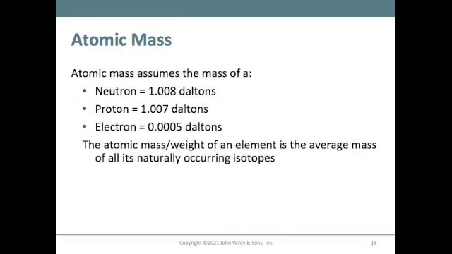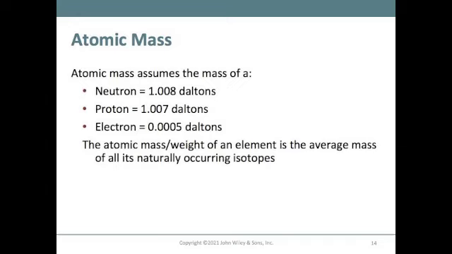Moving on to atomic mass, the standard unit for measuring the mass of atoms and their subatomic particles is a Dalton. A neutron has a mass of about 1.008 daltons, and a proton has a mass of about 1.007 daltons. The mass of an electron is about 0.0005 daltons. This is almost 2,000 times smaller than the mass of a neutron or proton.